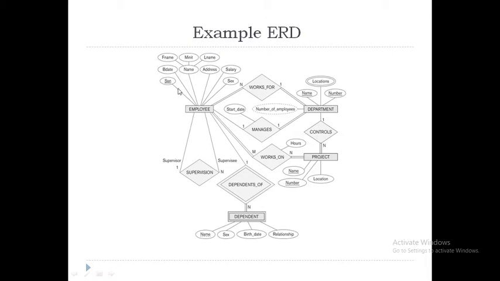Now in that we have to include the simple attributes. If I take the employee relation, here SSN is a simple attribute, as are birth date, salary, sex, and address. These are the simple attributes. But name is composite.